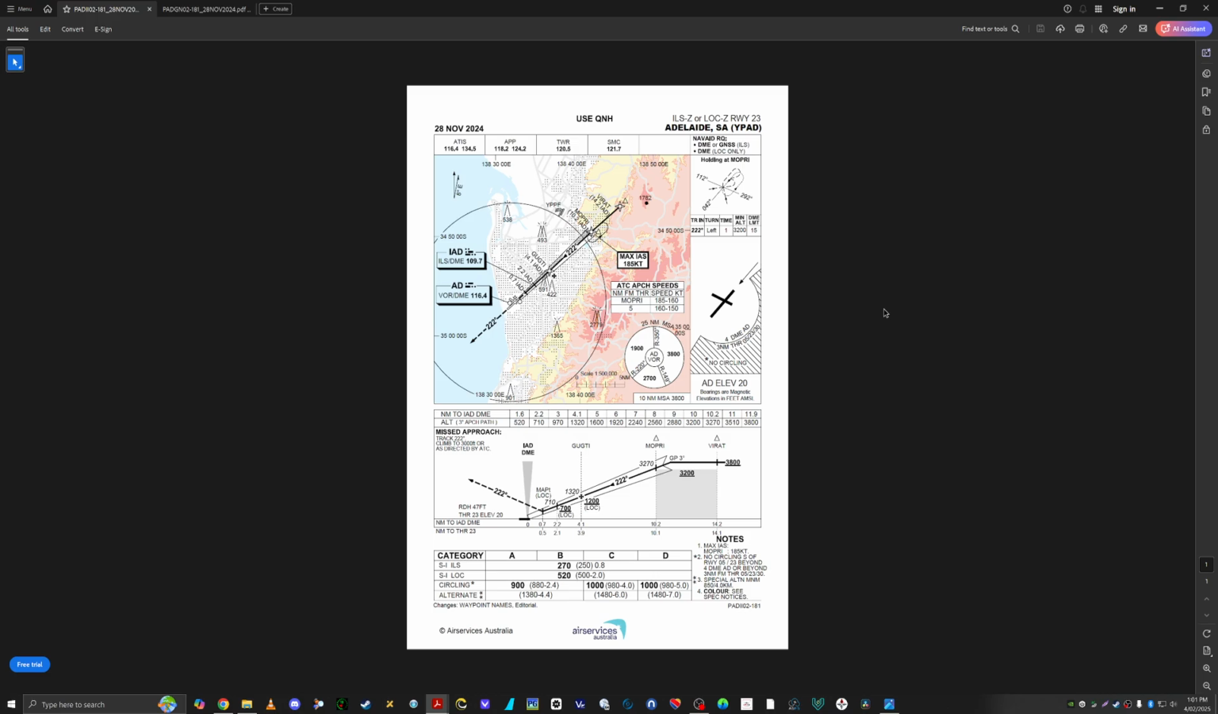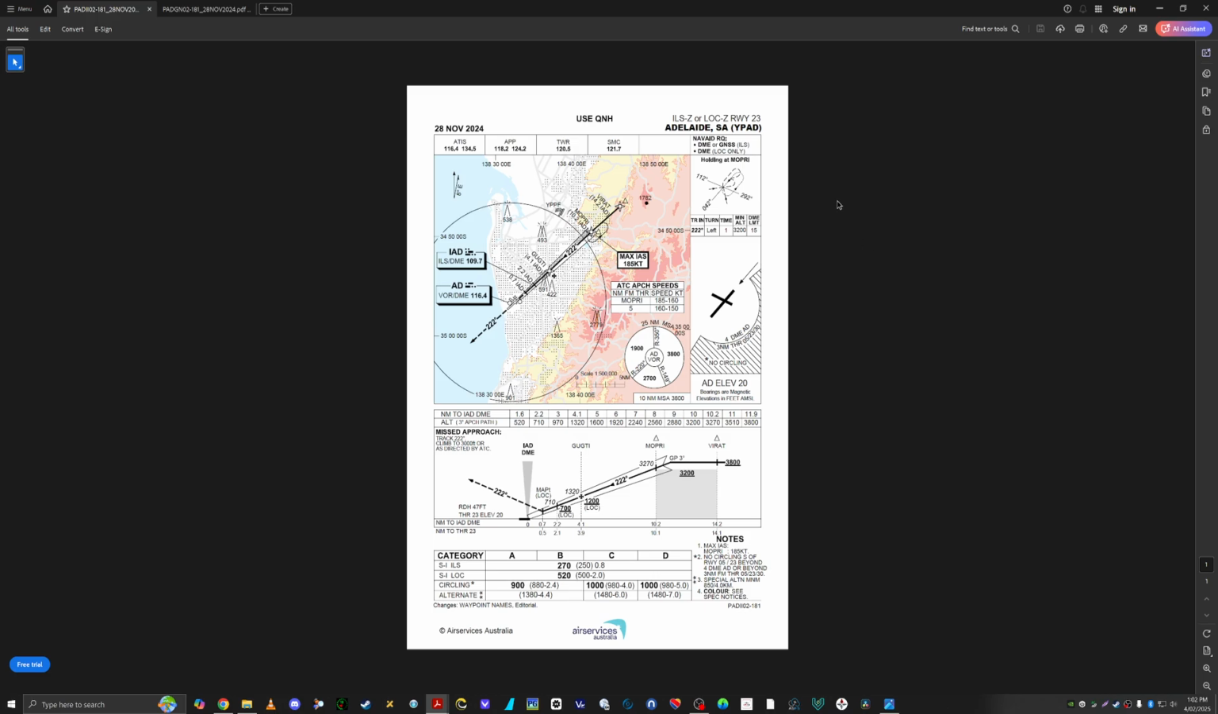Now basically approaches can be of two sorts. There's the precision approach, of which there's only one, which is the ILS, as you can see by this chart here, or there's the non-precision approach, which could be the RNP, or it could be a VOR approach. Those are the main two non-precision approaches. I think the GLS is another one, which you really can't use in Microsoft Flight Simulator. So today we'll be concentrating on the two main approaches.